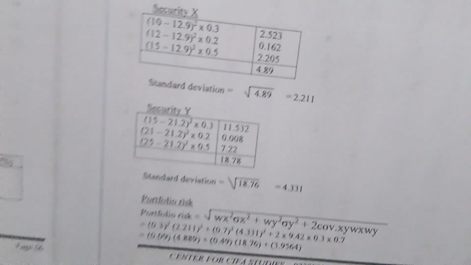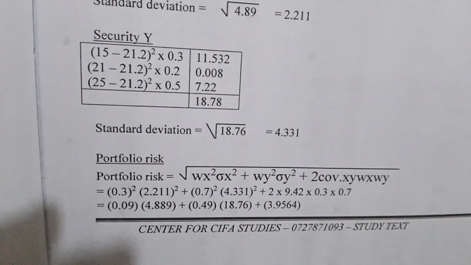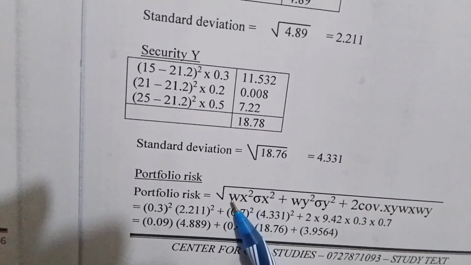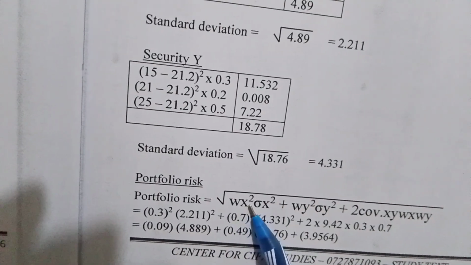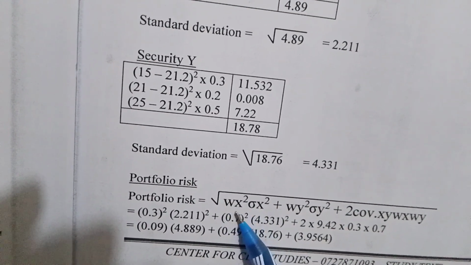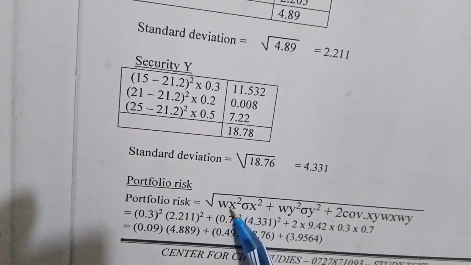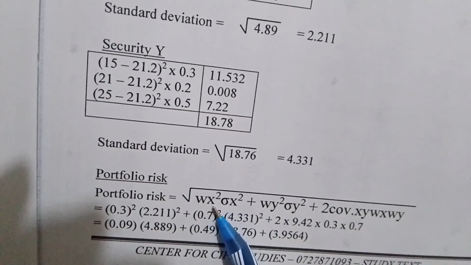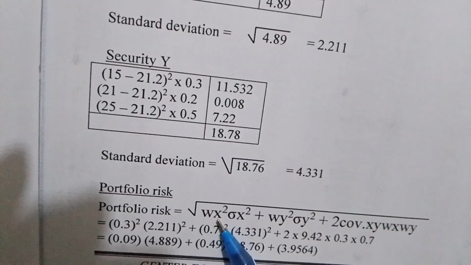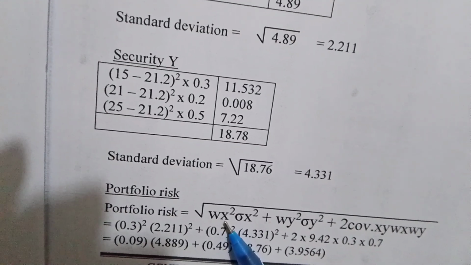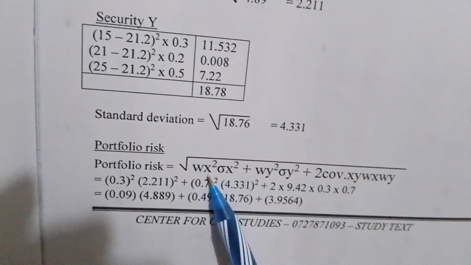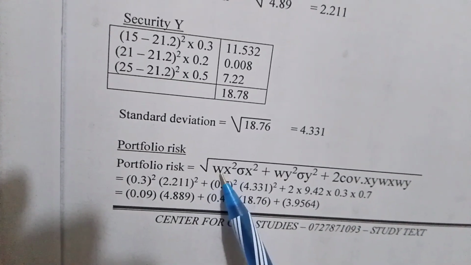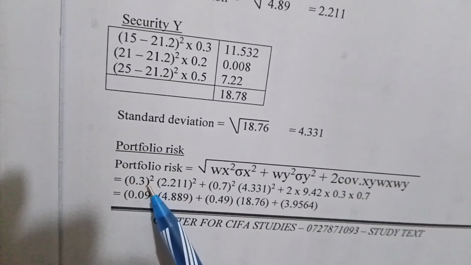Now, the formula that you'll be using to get the portfolio risk is the square root of weight of X squared. Because you are saying he has invested 30%, that is the weight. The remaining 70% will be the weight of Y. So we'll be taking the weight of X squared, which means the 30% of X, that is 0.3. That's why we are taking 0.3 squared.